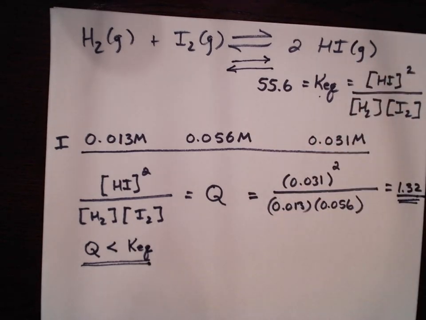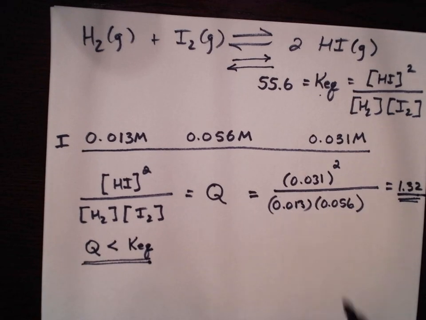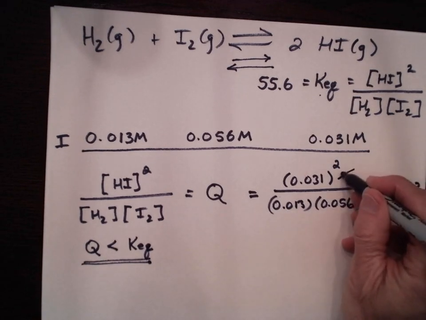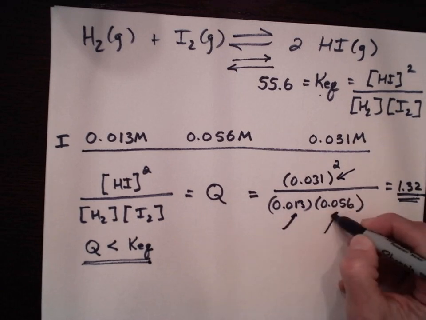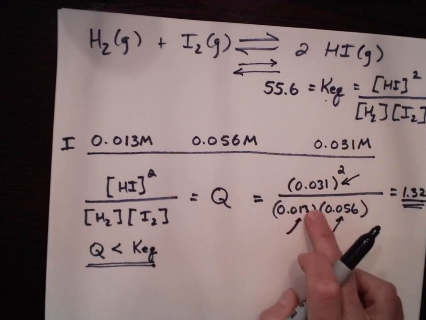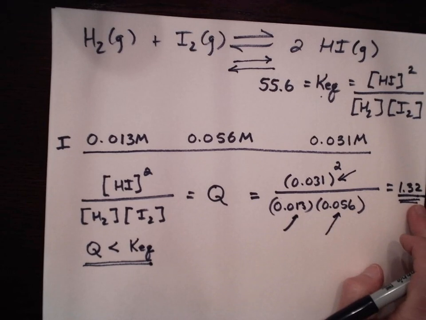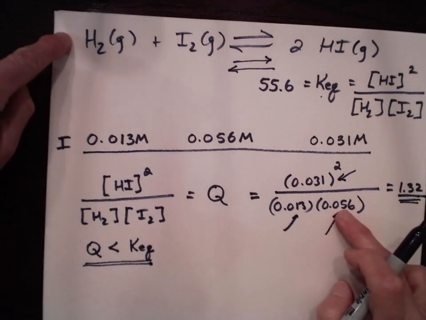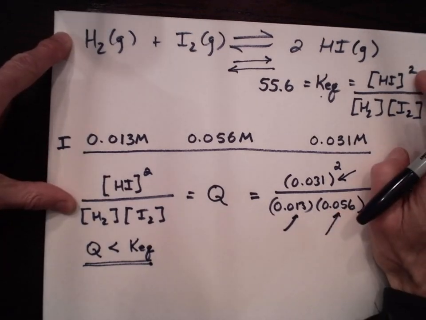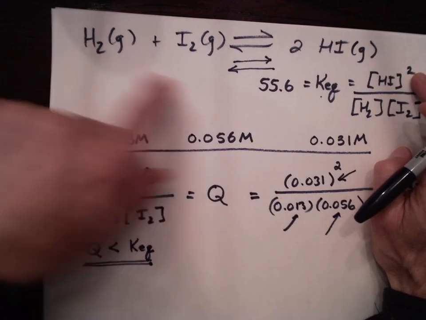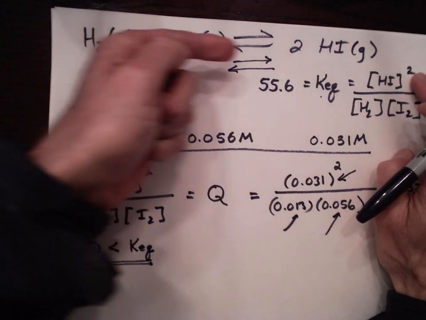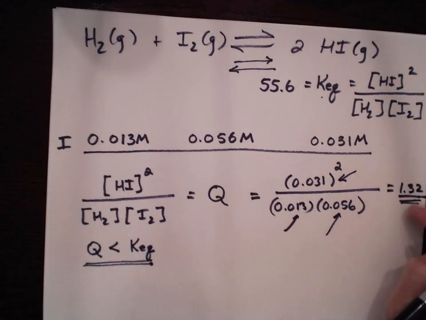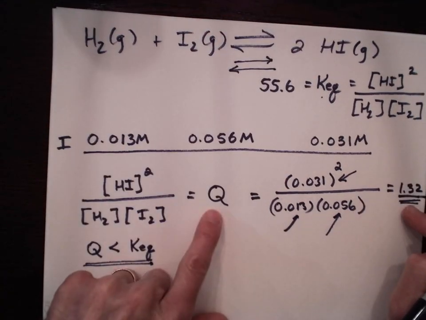Well, let's think about this. We need the value of Q to be bigger. That means I need this value to be bigger, or this value and this value to be smaller, right? If you divide by a smaller number, you get a bigger number. How does that relate to our equation? Well, if we need the numerator bigger, we need more of this, which means this reaction needs to proceed in this direction to raise our value of Q.